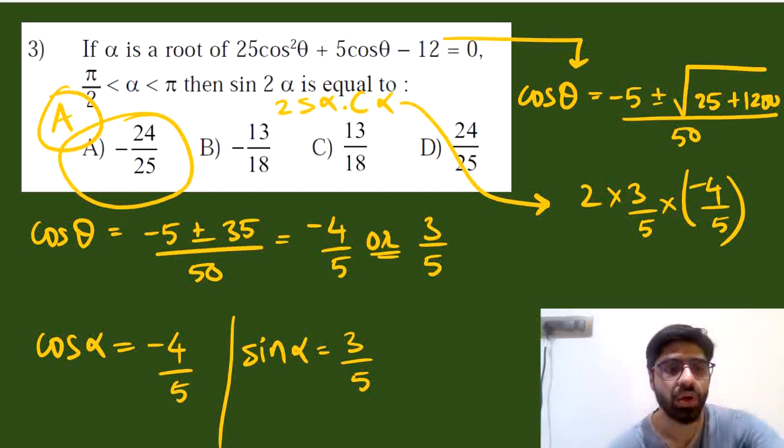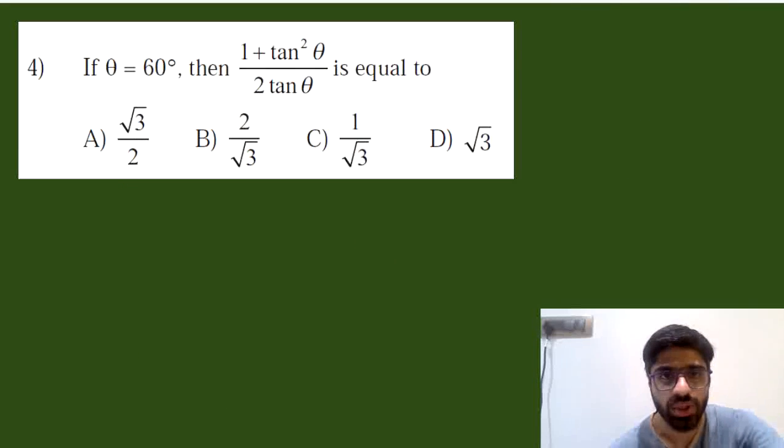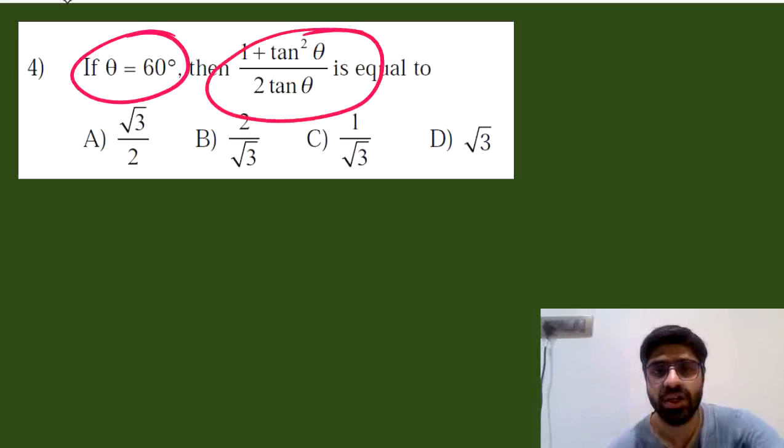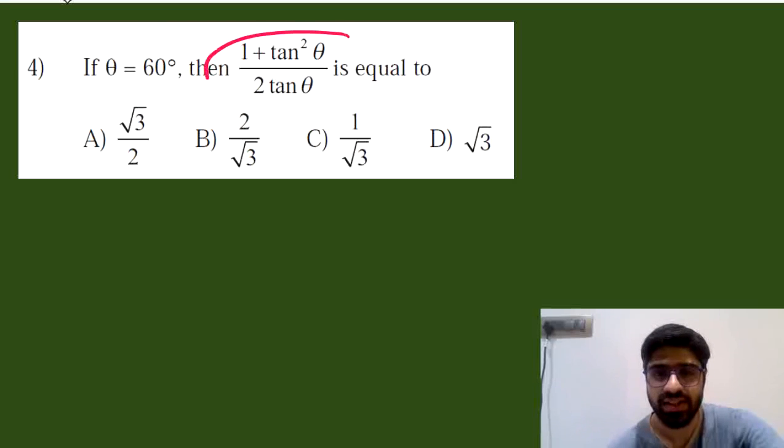Okay, moving on. Take the fourth question. If theta is 60 degrees, then the value for this expression will be what? Now, if you realize, this is basically the reciprocal of sine 2 theta, and for all those who don't get it, you can even simplify this.